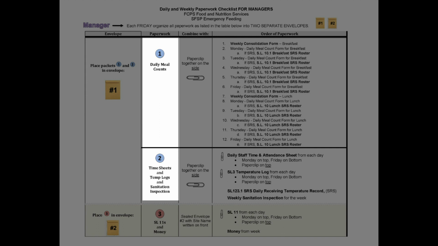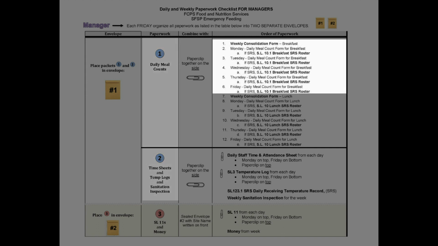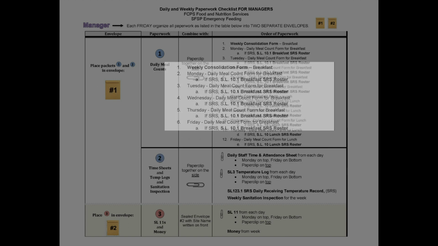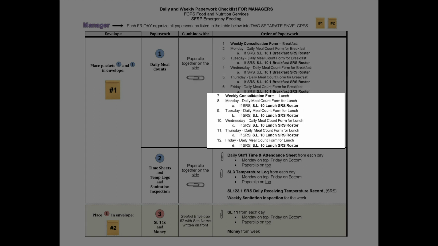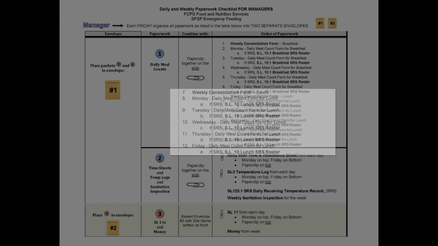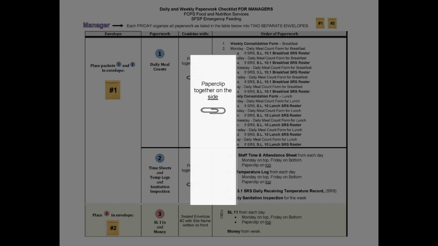Envelope 1 contains packets 1 and 2. Packet 1 contains the breakfast consolidated meal count form, followed by the Monday breakfast daily meal count form, and the Monday breakfast roster if you are at an SRS site. Continue this pattern for the rest of the week. Packet 1 also contains the lunch consolidated meal count form, followed by the Monday lunch daily meal count form and the Monday lunch roster if you are at an SRS site. Continue this pattern for the rest of the week. Hold packet 1 together with a paperclip on the side.